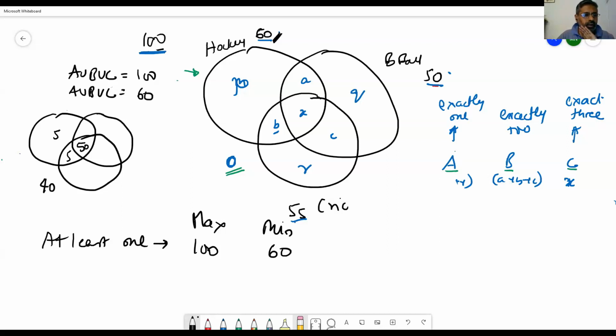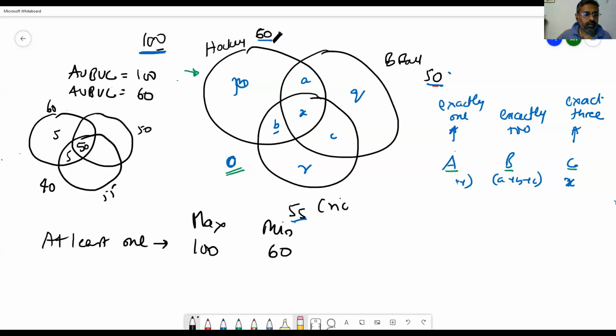For the maximum of A union B union C, all the people could choose something. That's at least one. That means there is nobody who is not choosing any one of them. Or the minimum is going to be the largest circle. Largest circle is 60. How did we get 60 here? This is how we got 60. This is 50, this is 55, and this is 60. So it cannot fall below 60. 60 is the lower range, and obviously all the people who are part of the survey will be the maximum. Is this okay? Are you okay with this?